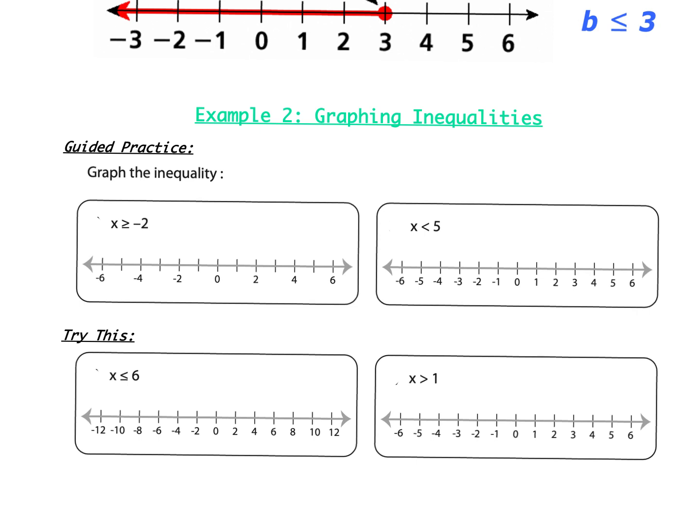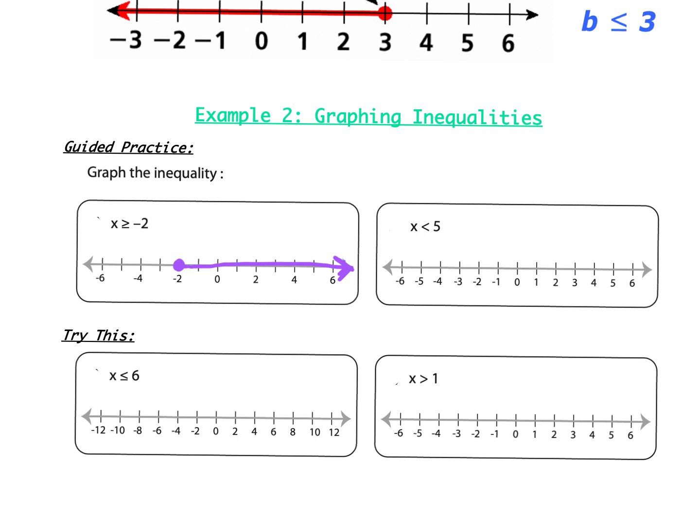So I'm going to put a closed circle on -2 because it is included, because it says greater than or equal to. And then I have to find numbers that are greater than -2. Well, I know -4 is less than, but 0 or even 6 is greater than -2. So I'm going to make my arrow going towards those numbers that are bigger than it.